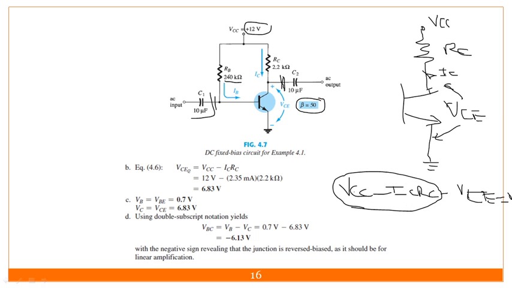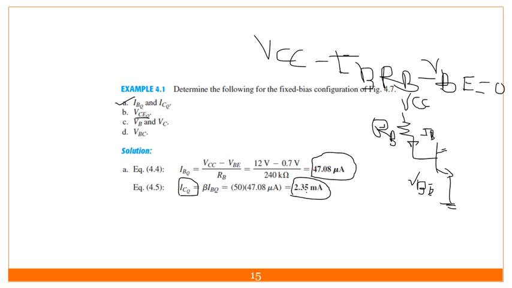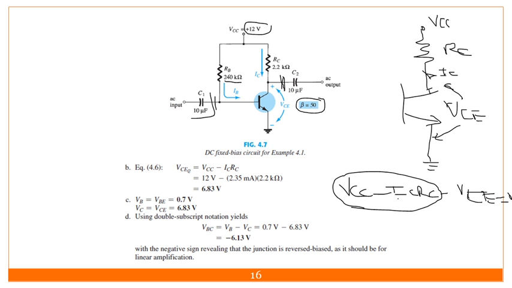VCC is 12 volt, minus IC, which we calculated previously as 2.35 milliampere, times RC, which is 2.2 K. Putting in these values, 12 volt minus 2.35 milliampere times 2.2 K, I get the VCE value as 6.83 volt.